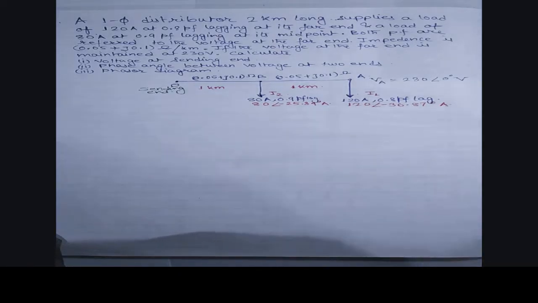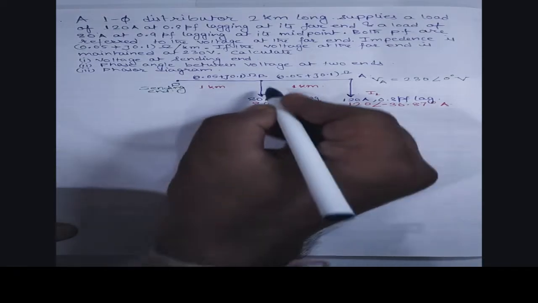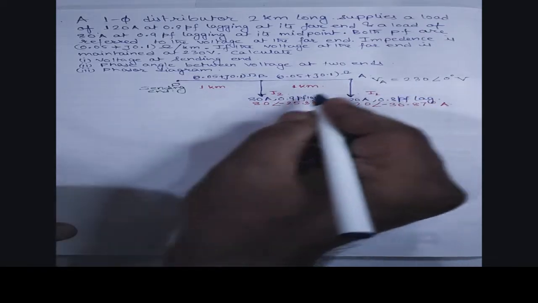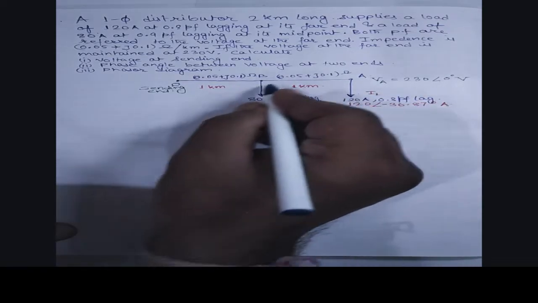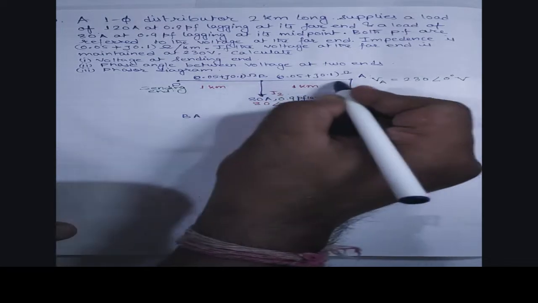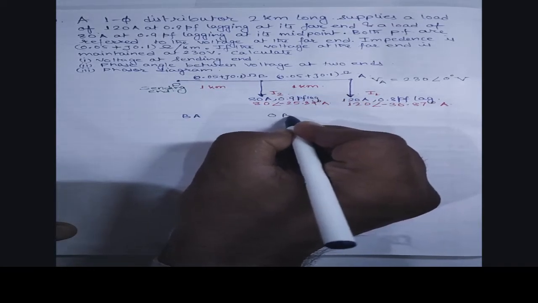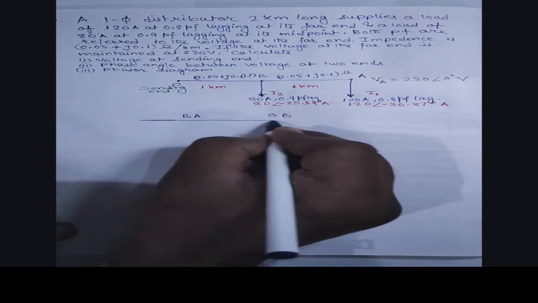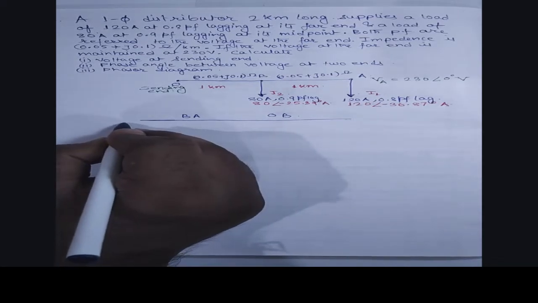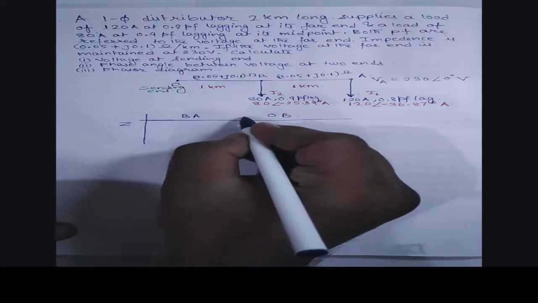Now let us draw some table over here. We will be separating it in two parts. One is part BA, that is transmission line B to A. Another is from O to B. And we will find out what is the impedance Z over there.